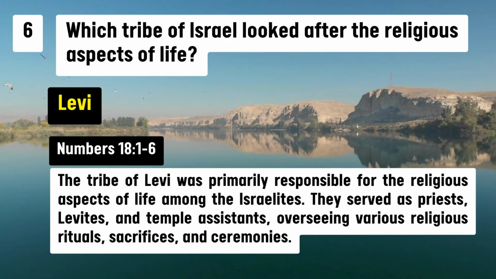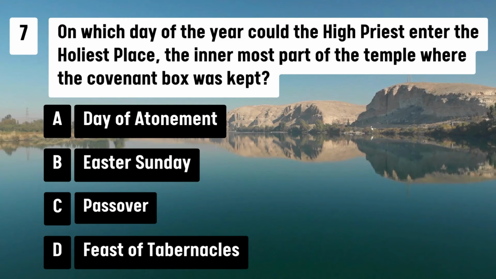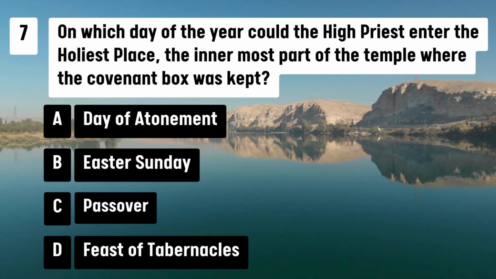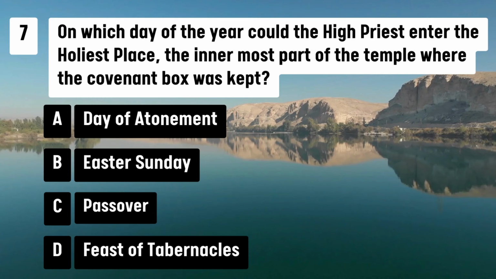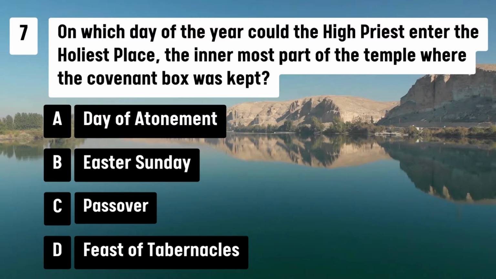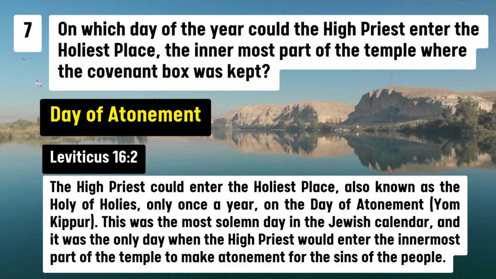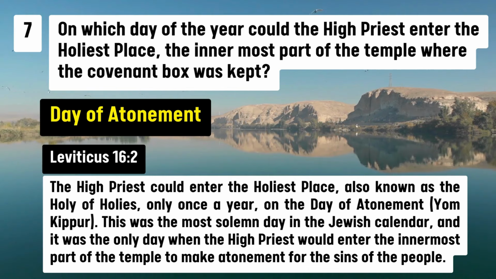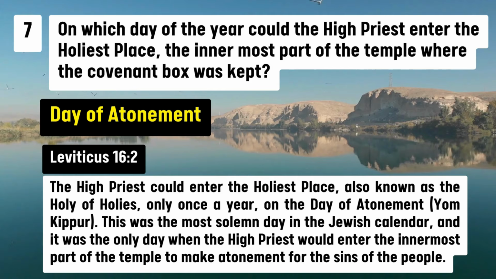Question 7. On which day of the year could the high priest enter the holiest place, the innermost part of the temple where the covenant box was kept? Day of Atonement, Easter Sunday, Passover, Feast of Tabernacles. The answer is Day of Atonement. Leviticus chapter 16, verse 2. The high priest could enter the holiest place, also known as the Holy of Holies, only once a year, on the Day of Atonement, Yom Kippur. This was the most solemn day in the Jewish calendar, and it was the only day when the high priest would enter the innermost part of the temple to make atonement for the sins of the people.